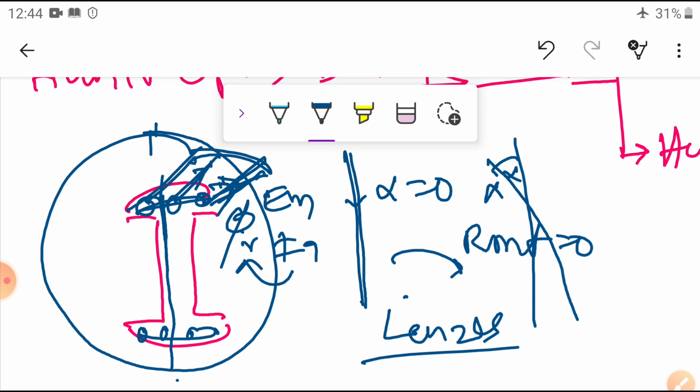So we use the damper windings for two purposes, one for starting as well as for hunting. Hunting takes place only in the synchronous motor. Please remember, my dear students. These are some special things you have to remember.